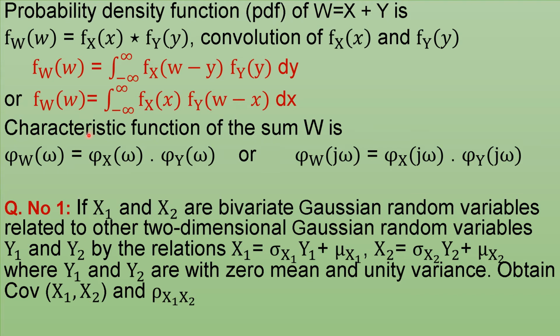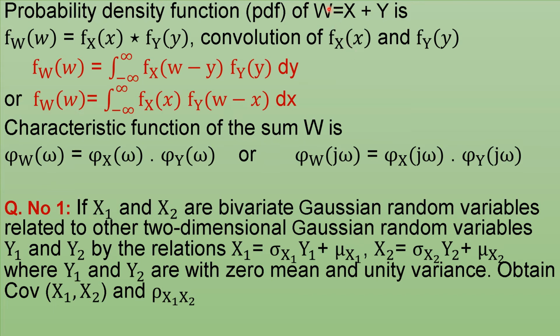Along with that, the characteristic function of the sum W. In the first module under single random variables, you have seen the characteristic function of the random variable X, denoted by phi X of omega. But remember, it is also denoted as phi X of j omega. The notation for the characteristic function of the single random variable X is phi X of j omega.